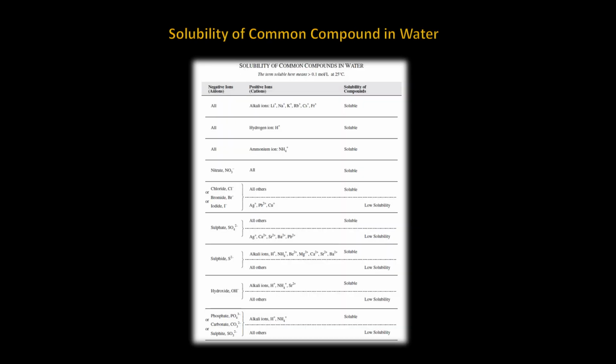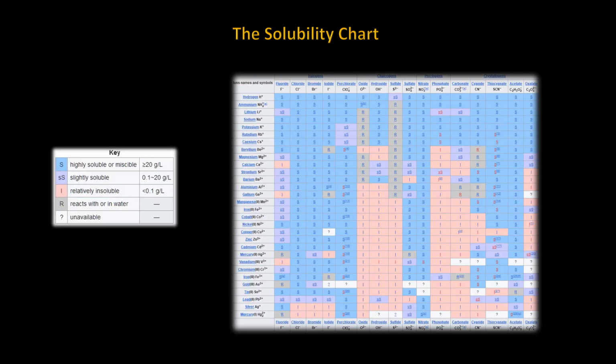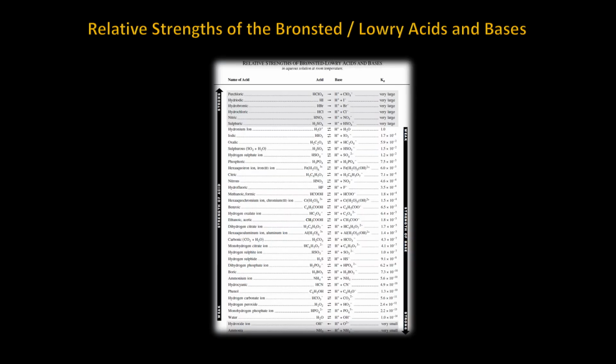In addition, locate and download a free copy of the solubility of common compounds in water table. The solubility chart will also be an asset that you may use often. There is also one more for now that needs to be found and downloaded. It is a copy of the relative strengths of the Bronsted-Lowry acids and bases. Now, if you're not able to find and download free copies of these tables, feel free to contact me and I will send you a PDF copy containing these tables and more. They are a must-have going forward.